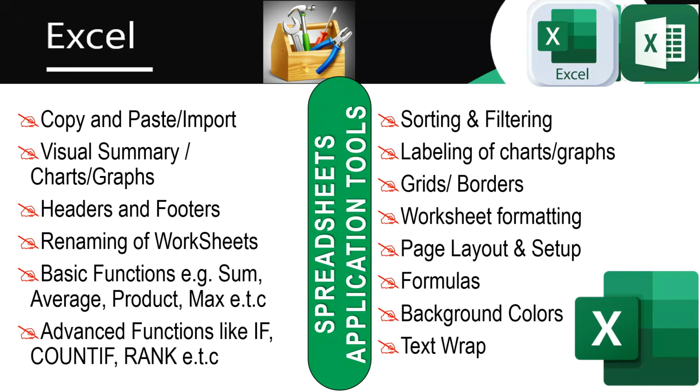Sorting and filtering, labeling of charts and graphs, grids and borders on your work, general worksheet formatting, maybe putting background colors, changing font style and text, and setting the orientations. Page layout and setup: in case work is not fitting on one page, what should you do? Go under page layout, orientation, landscape, continue and ensure that the work fits on one page. Formulas and functions, then background colors, text wrap, etc. These are application tools under spreadsheets.